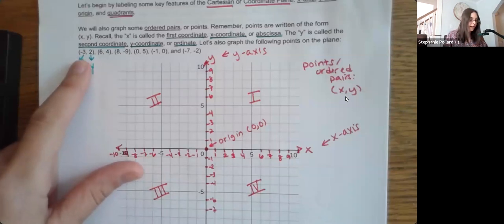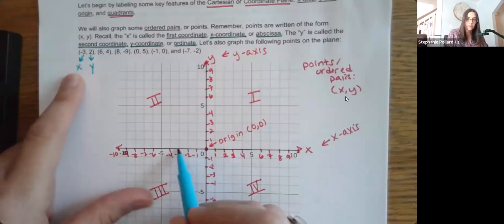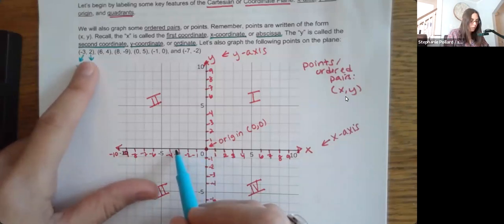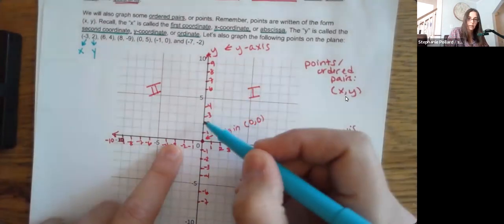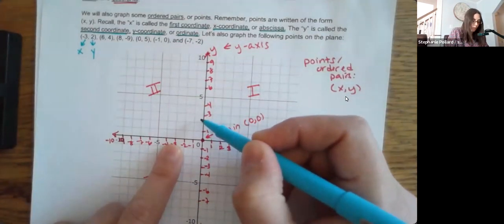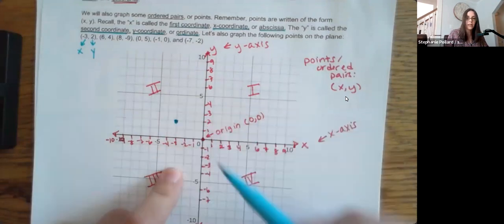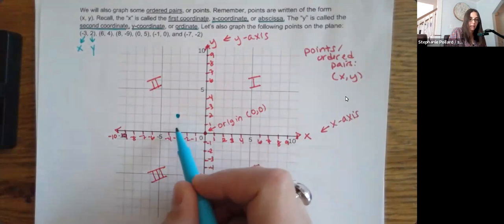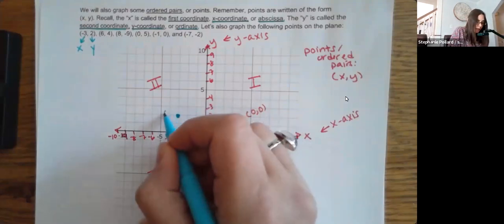So what you do is you find, first of all, the -3 on the x-axis, which is right here. And you find the 2 on the y-axis, which is right here. And then basically you draw your point where those two values meet. So if I put a point right here, you'll notice that it matches with -3 on the x-axis, and it matches with 2 on the y-axis. So that is my point.